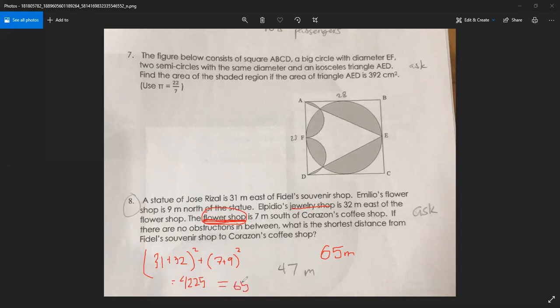Okay, so the square root of 4,225 is actually 65. That's why the answer for number 8 is 65 meters. Okay, so this is a typo error. So again, just like what I've said a while ago, the flower shop must be changed into jewelry shop. Okay, so number 6 and number 7, I need to identify how to do that one. Okay, any questions? None. Okay, so next.